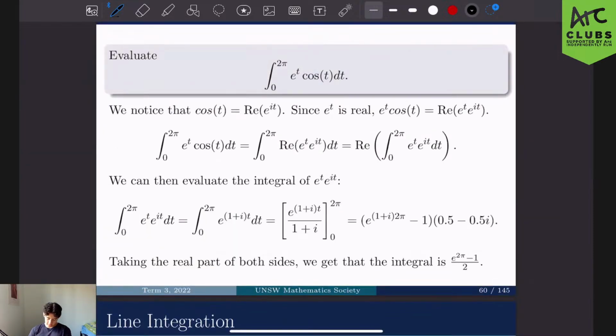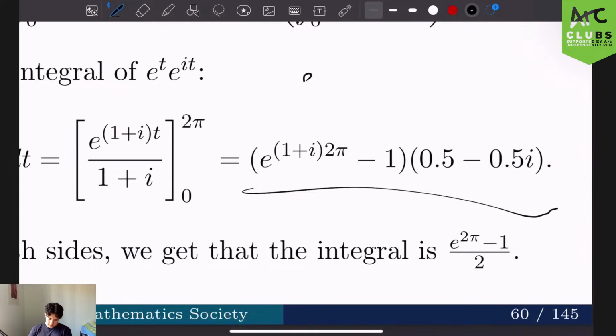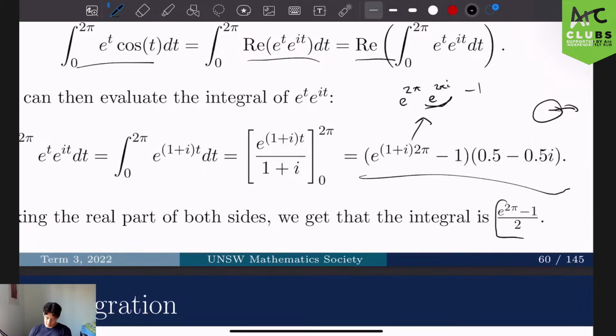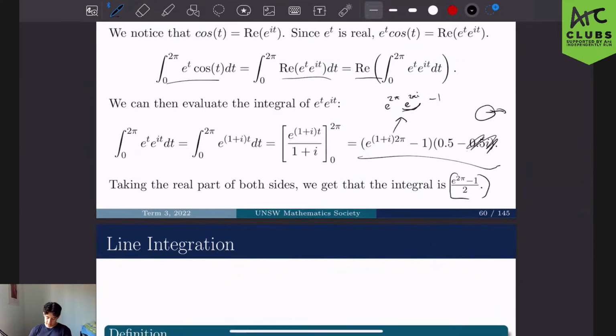Going back to what we had before, the integral of this is equal to the real part of this, which is the real part of the integral, and this is the integral that we just calculated. So we take the real part, so we have e to the 2 pi, e to the 2 pi i, this one. This e to the 2 pi i term here, when we've expanded this bracket, is actually equal to 1, so that's how we're left with this. And we're just taking the real part, so we can ignore that.